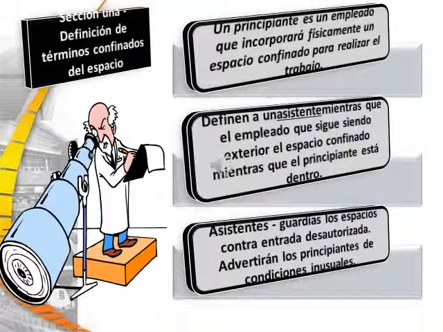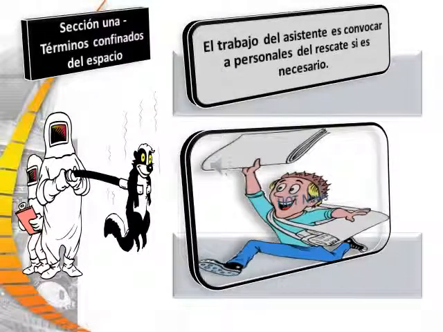An entrant is an employee who physically enters a confined space to perform work. An attendant is defined as an employee who remains outside the confined space while the entrant is inside. Attendants guard the space against unauthorized entry. They warn entrants of unusual conditions and call rescue procedures. Yes, the attendant's job to summon rescue procedure, if needed, is the most important task that they are asked to do.